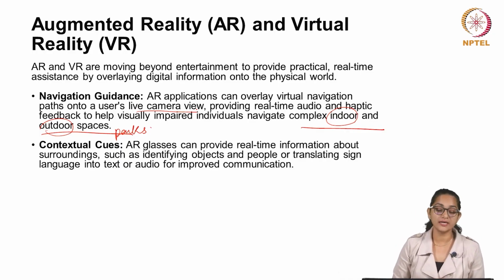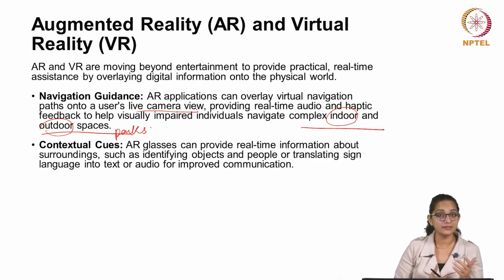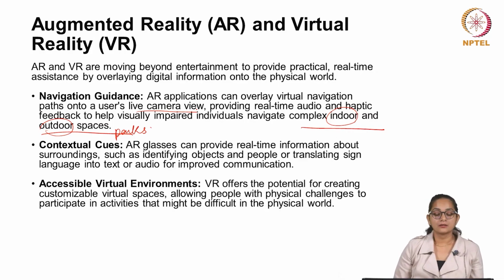Contextual cues. So, AR glasses can provide real-time information about the surroundings, such as identifying objects or people, or translating sign language into text in real time for improved communication. Such technologies can offer accessible virtual environments. So, for example, VR offers the potential for creating customizable virtual spaces, be it offices, be it museums, etc., allowing people with physical challenges to participate in activities that might be difficult in the physical world.